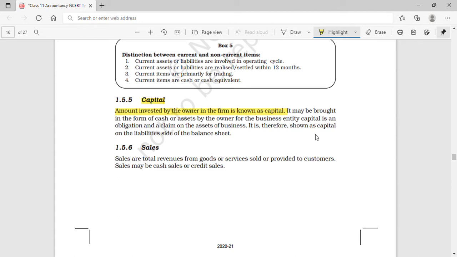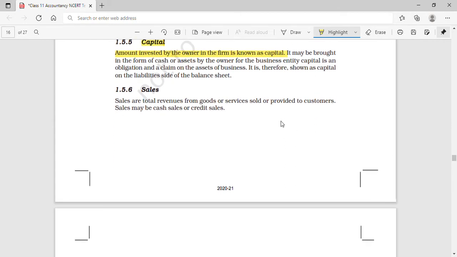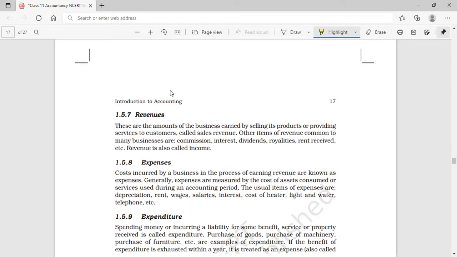Next is sales, which is easy. Sales are your revenue. What is the income of the company? How are they generating it? It can be cash sales or credit sales. Revenue.